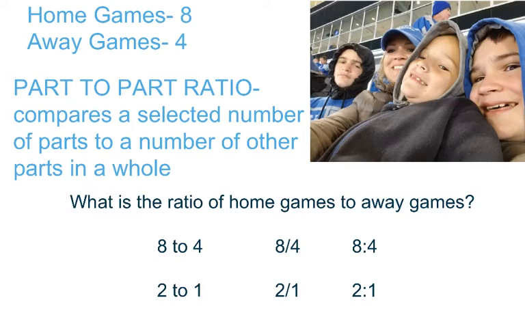But you can also simplify ratios just like you simplify fractions. This ratio can be simplified. 8 and 4 have a common factor. What is the greatest common factor of 8 and 4? If you said 4, then you are correct. This ratio can be simplified to 2 to 1.